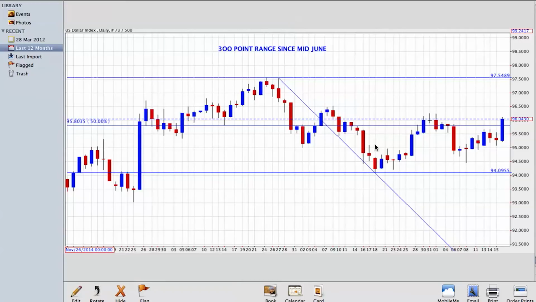It's just been going above and below, and we're currently sat around the midpoint. So these are the areas that you need to watch out for, that 97.50 and also that 94.09 break. If we can start to break these established ranges, then we can see some movement in the US dollar.